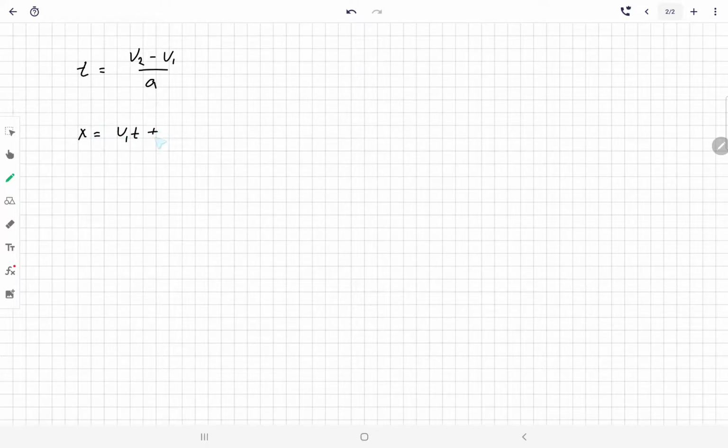Displacement equals initial velocity times time plus 1 over 2 a t squared. I will use this time in this equation. I will just keep writing.